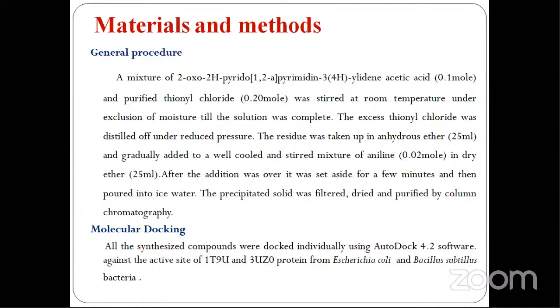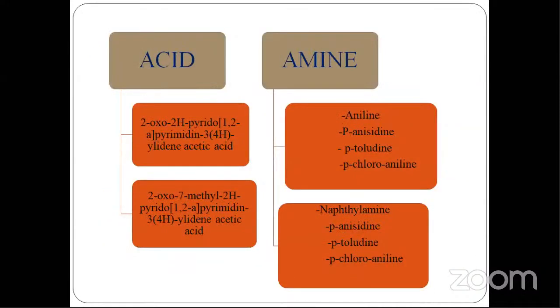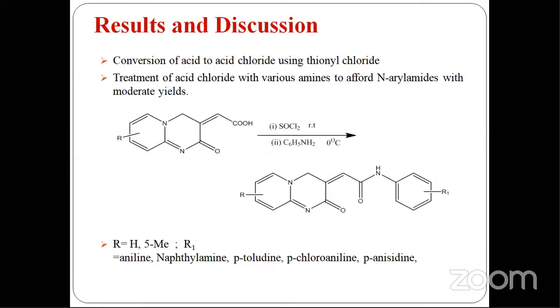Using Autodock 4.2 software. These are the acids and the amines we use to prepare the amides. In the results and discussion, we prepared the pyridopyrimidine ylidene acetic acid, and then this acetic acid is treated with thionyl chloride at room temperature and converted to the acid chloride. Then the acid chloride is reacted with various amines like naphthylamine, aniline, para-toluidine, and para-anisidine to give the respective amides.